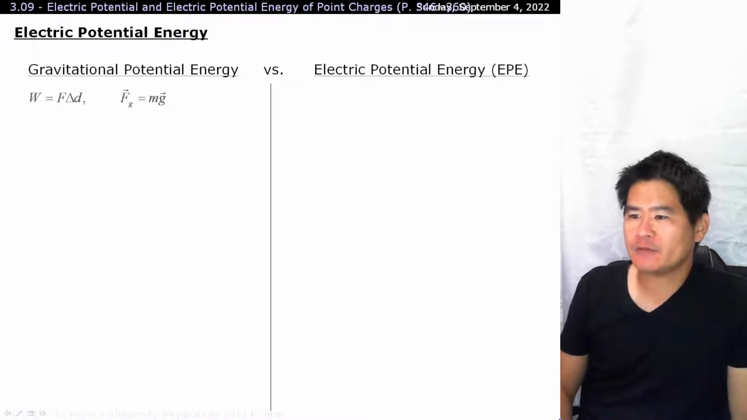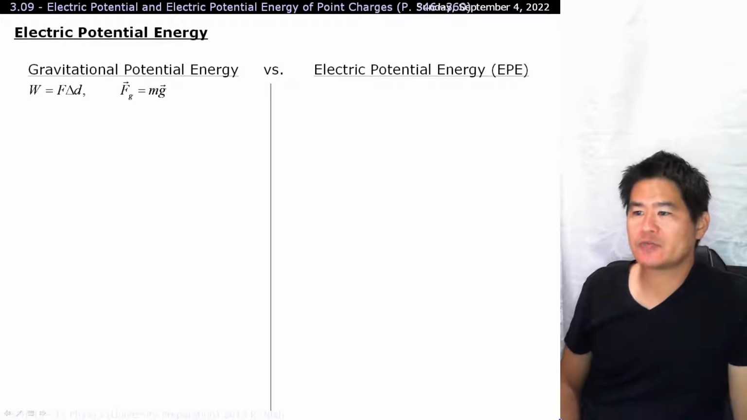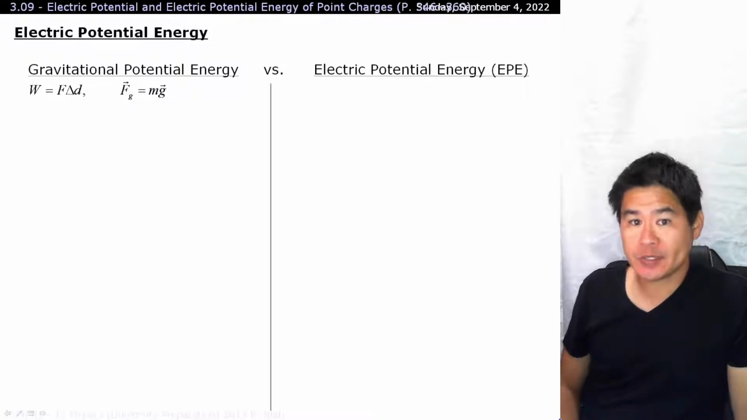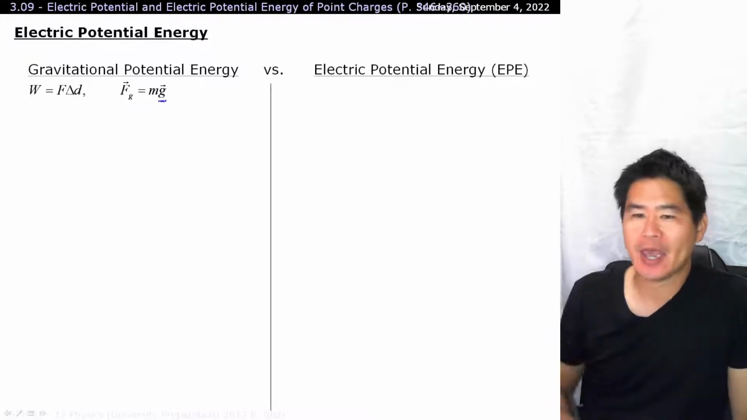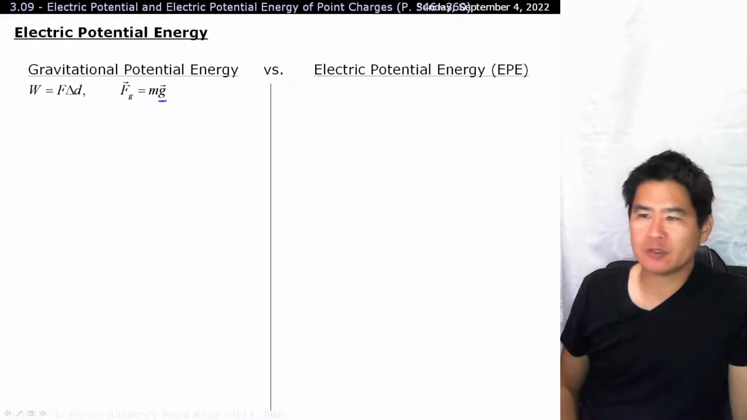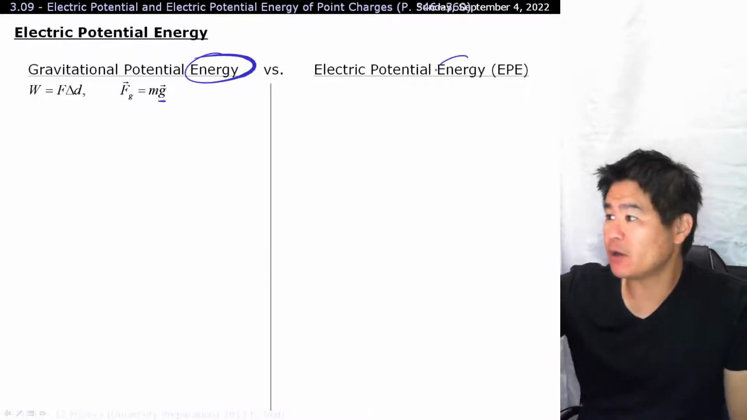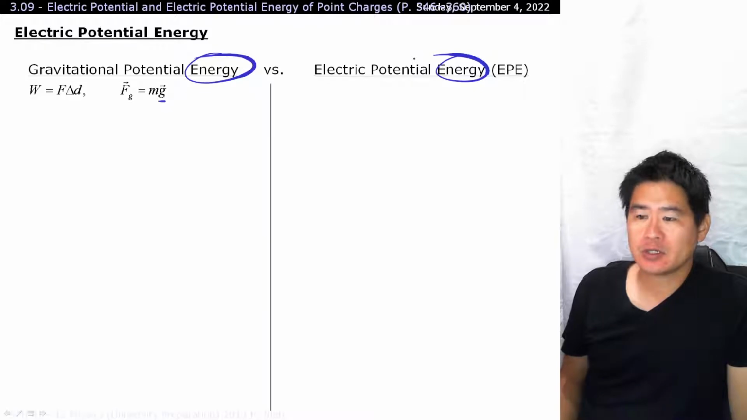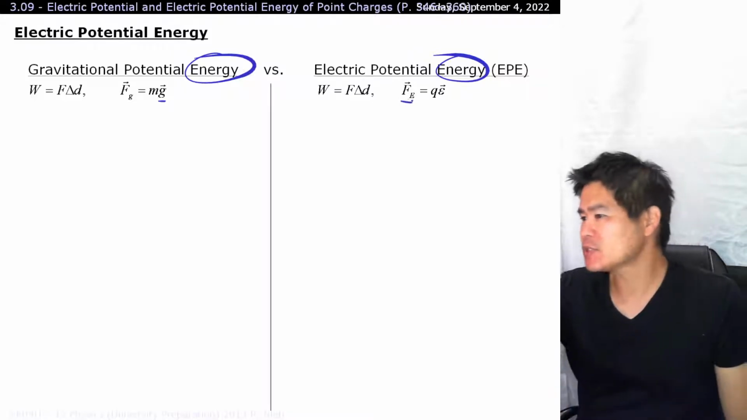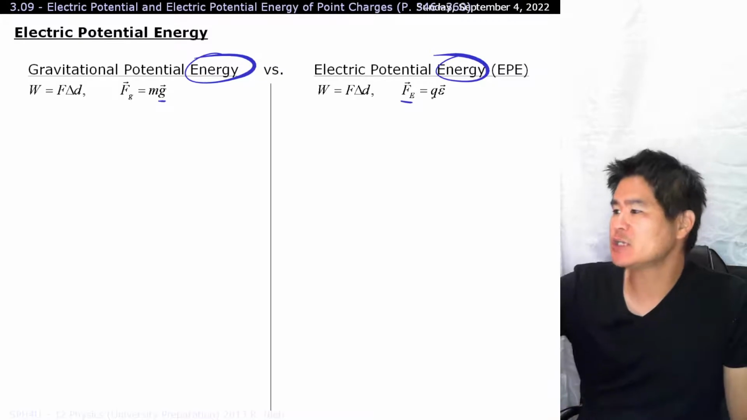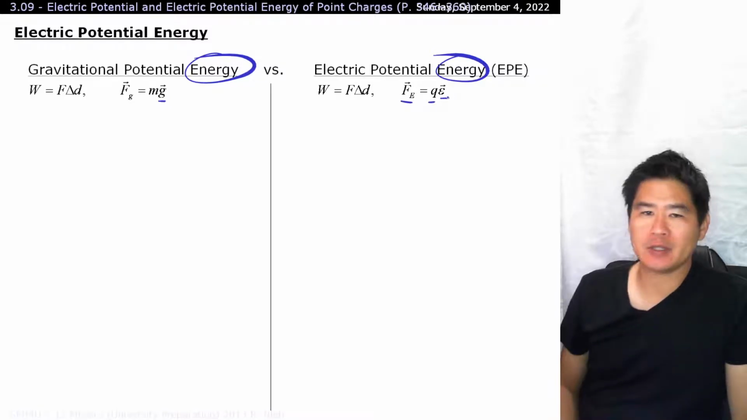All right. First off, if you recall these equations from gravity, work is equal to force times distance, and the force acting on an object is equal to the mass of the object times the gravitational field strength acting on the object. In the world of electric potential energy, remember, these both are realms of energy. So the first formula is still the same. Work is still equal to force times distance. However, the second formula will be slightly different. The electric force acting on a charge is equal to the charge multiplied by the electric field itself.